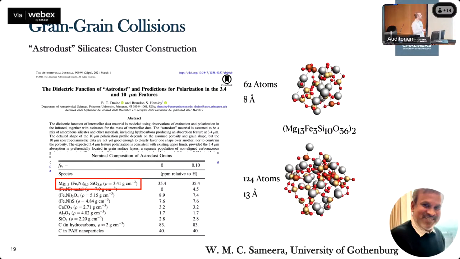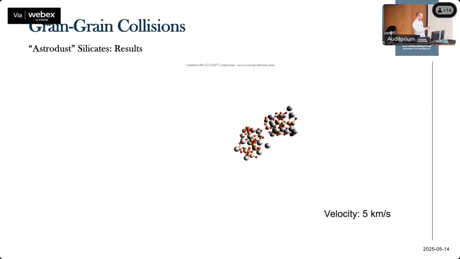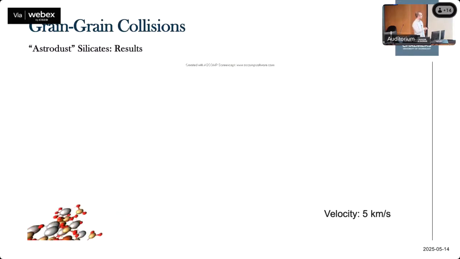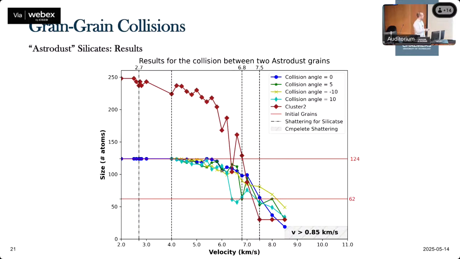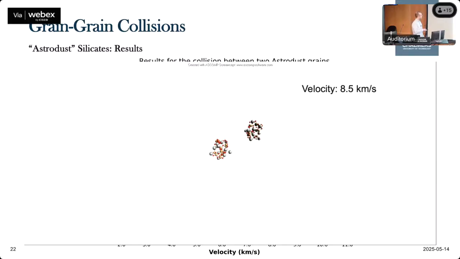We've also done this for clusters that we've created ourselves using the determined composition of silicates in the astrodust model. Again, another fun video, and you can do the same thing. And again, we're seeing these higher collision velocity thresholds for fragmentation. But I will also note that the threshold for vaporization, where you basically don't have a dust grain anymore, appears to be much lower. It's order 10 kilometers per second, almost a factor of 2 lower than the canonical value.